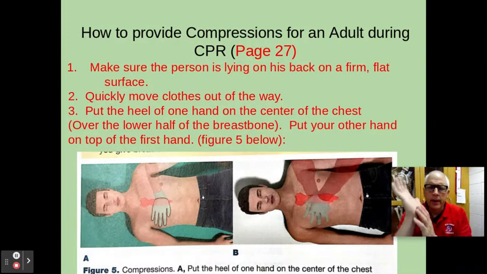Okay. You want to put the heel of one of your hands, whichever hand's your dominant one, right over the lower half of the breastbone. You can see right between the nipple line. That's what we use as a guide. You don't want to get too far down. We don't want to break that xiphoid process off. And if you get too high, you got the clavicle in the way. So you want to be right between the nipple line. Okay.